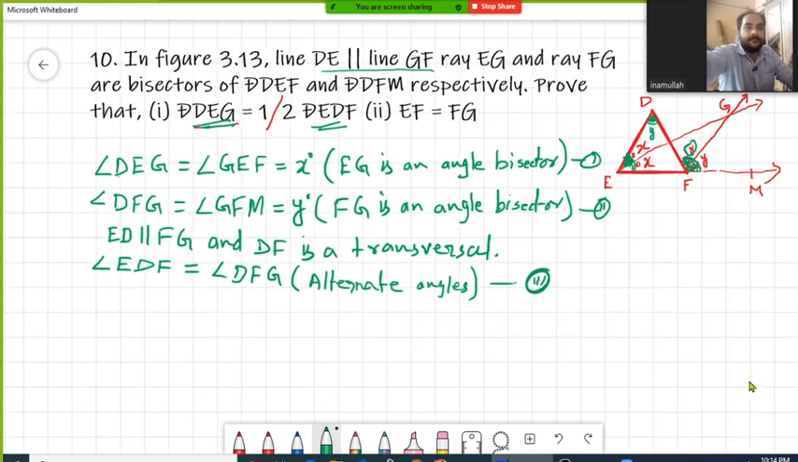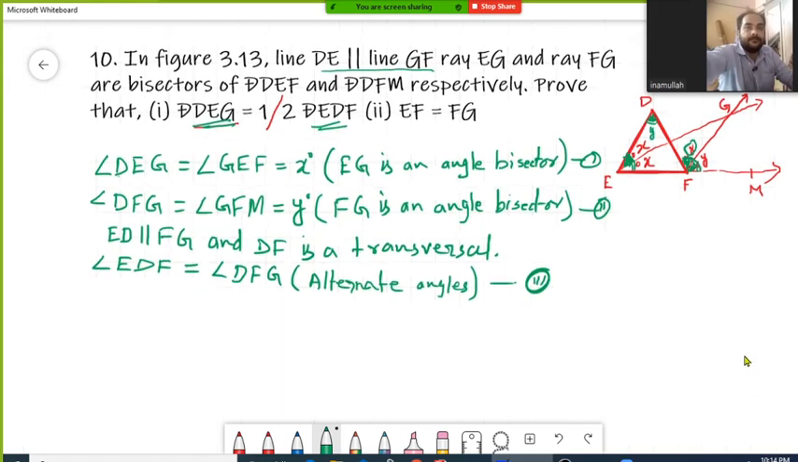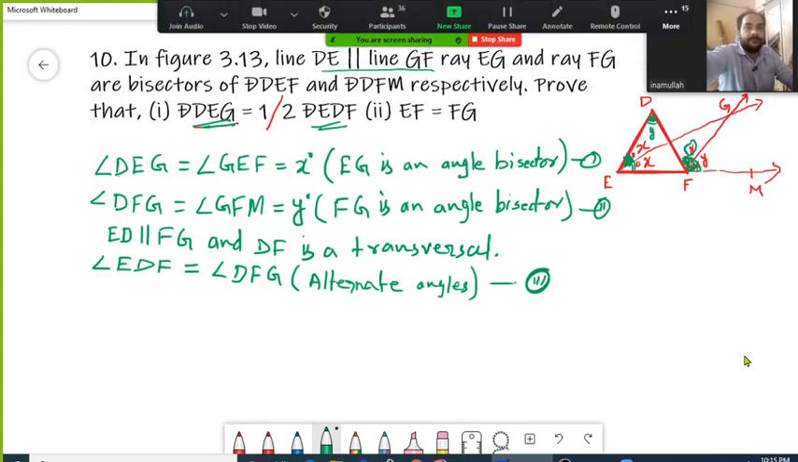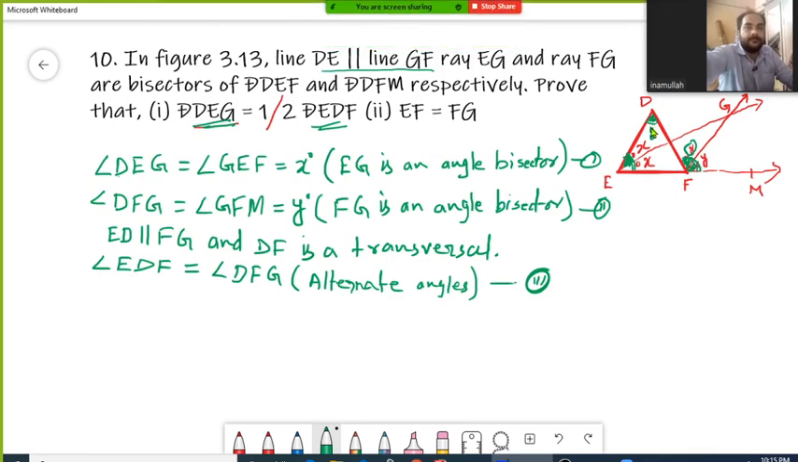They are alternate angles. Now EDF is equal with DGF. These two angles are alternate angles. EDF, I'm talking about this angle. This is EDF, and DFG, this one.